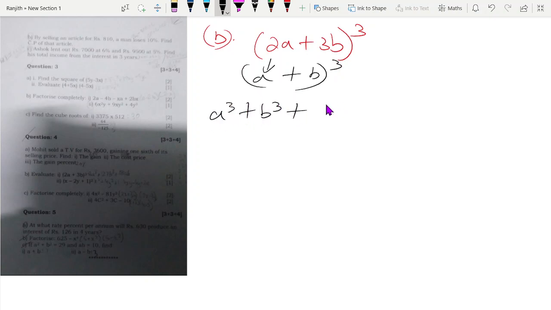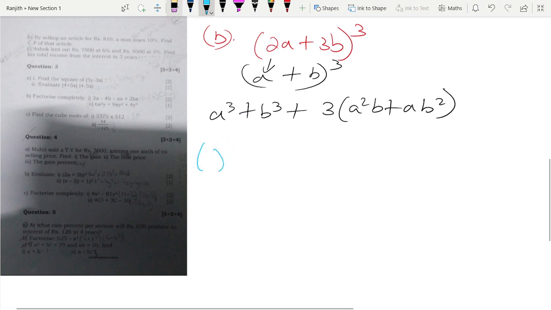Plus 2a square b. Mariana, you stop answering. There's no 2. A cube plus B cube plus 3a square b plus 3ab square. If you have learned wrong formulas, please stop answering, students, because even others will get confused. Okay, don't give wrong answers. Better check the formulas before you answer, because nobody should get confused. This is the formula. If you know the right formula, answer.